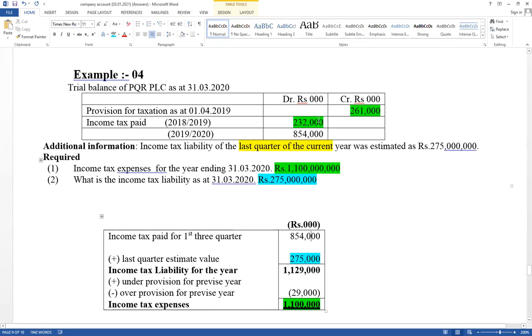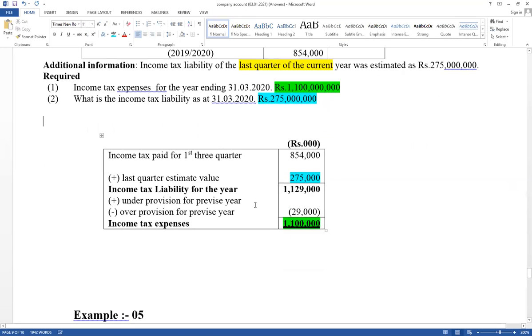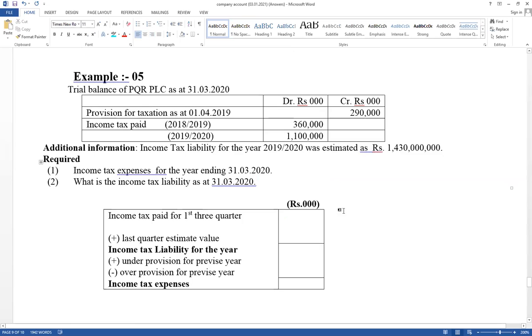Think about how to recognize under provision or provision. And think about it has given last quarter estimate value. Sometimes here it has given income tax liability for the year. Right, question number next one, 5. Try to answer. විනාඩි දෙකක් විතර දෙන්න හදන්න බලන්න මේක.